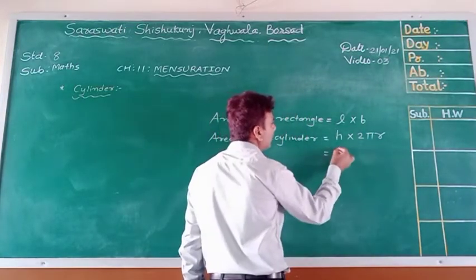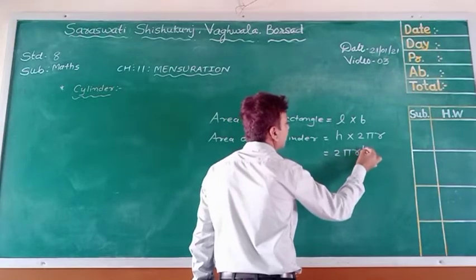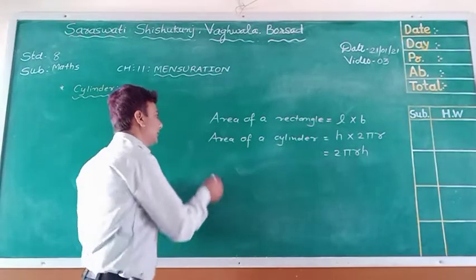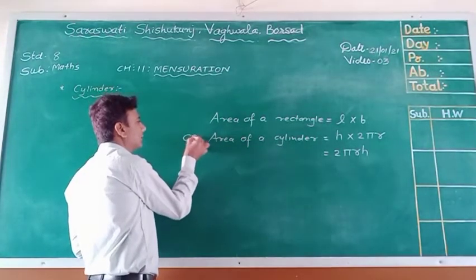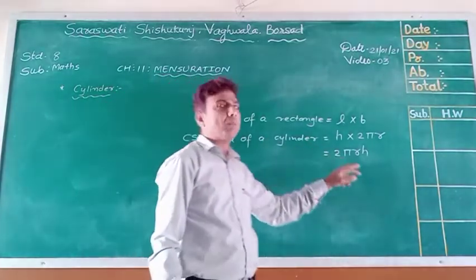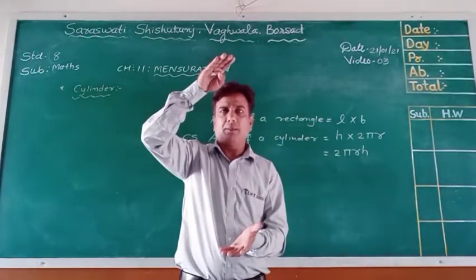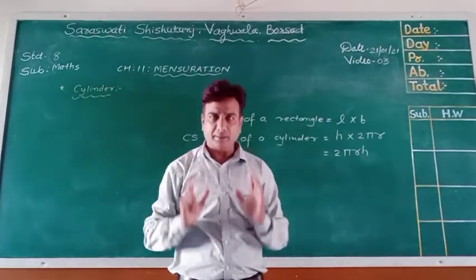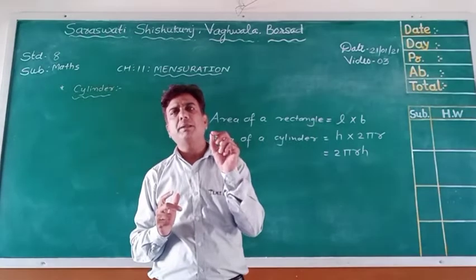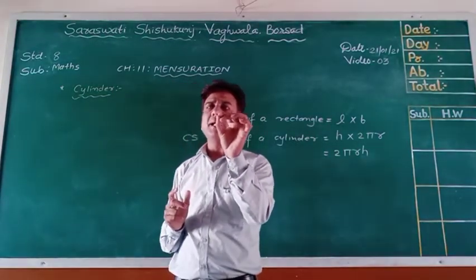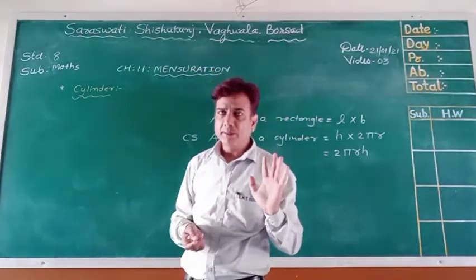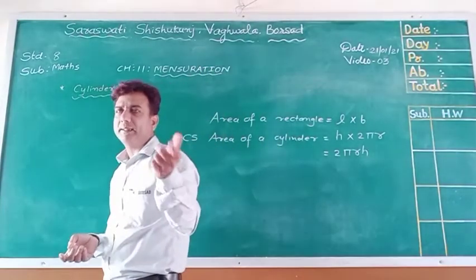Now we know this formula, 2 pi r h. This is the formula to find the curved surface area of a cylinder. The curved surface area of a cylinder equals 2 pi r h when both sides are open, like a hollow cylinder. Then we can use this formula: curved surface area of cylinder equals 2 pi r h. Only this border, the top and bottom, not including the center. Is it clear? That means we can see this hollow cylinder.